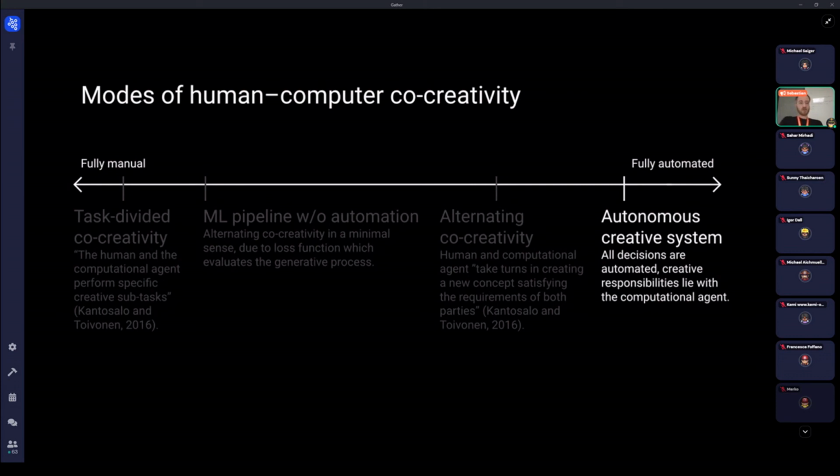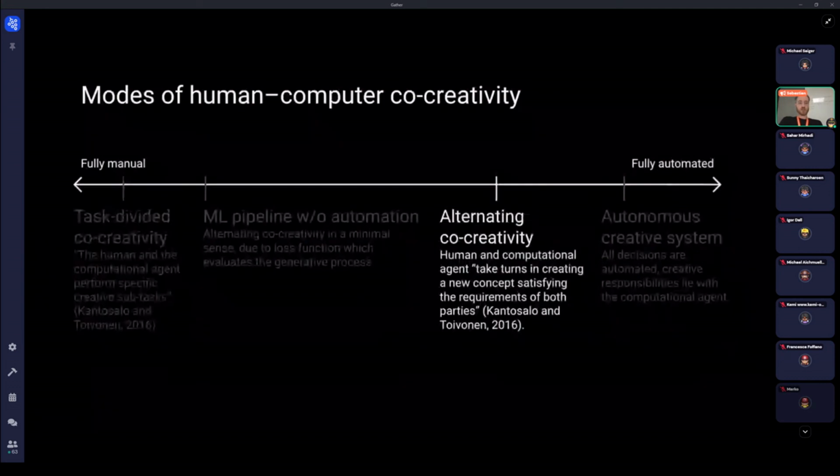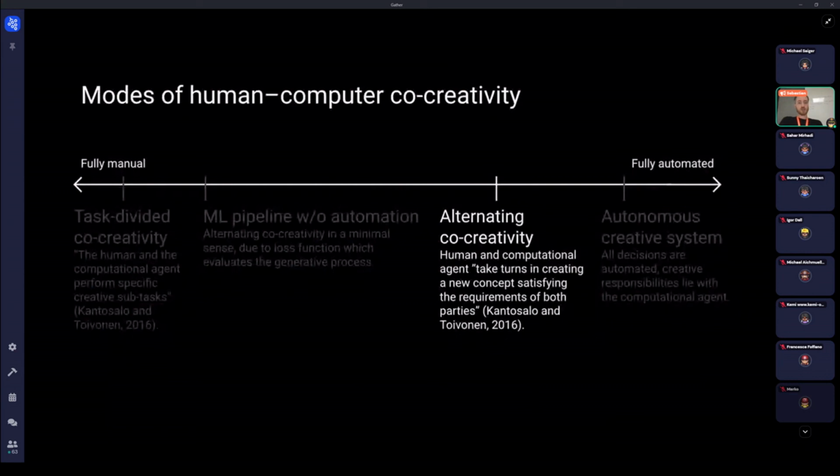Then we have task-divided co-creativity, where the human and the computational agent perform specific creative subtasks. So here really the responsibilities are divided, and the authors here, Cantor Salo and Toivonen, talk about incomplete agents. Then we have alternating co-creativity, and here the idea is that human and computational agents take turns in creating a new concept, satisfying the requirement of both parties. So human and the computational agent are really both much more involved in the process.